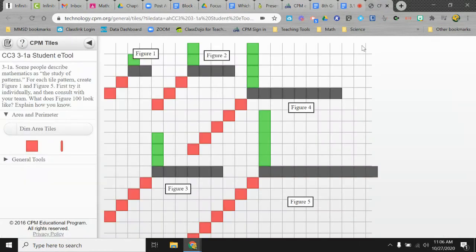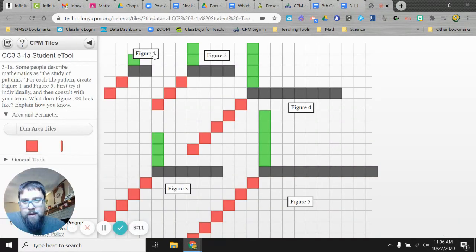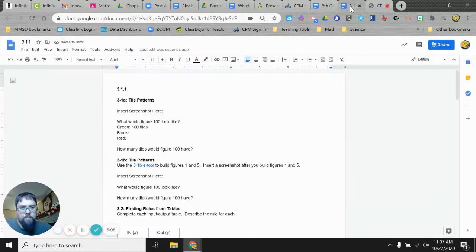Black part, remember, was just double the figure number. Like figure 1 had 2, figure 2 had 4, 3 had 6, 4 had 8, 5 had 10. So you just got to double 100. 100 times 2 is 200. So we'd say the black part has 200 tiles.